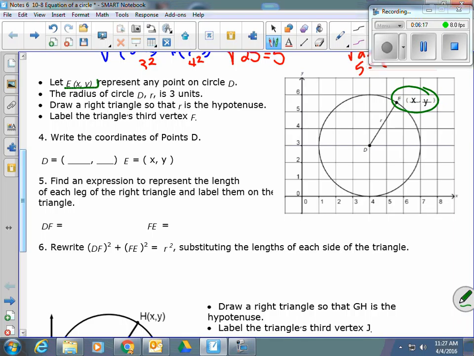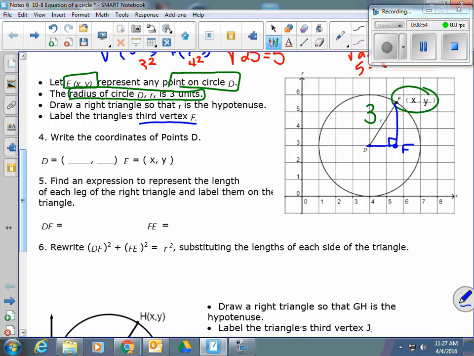Okay? So E is X and Y. Isn't that how you do any coordinate, is you put X and Y? And it represents a point on the circle. Here it tells us that our radius is 3 units long. Right? And we need to now draw a triangle. So draw the same triangle we drew a minute ago so that the radius is the hypotenuse. And I'm pretty sure you'll draw something that looks like this now, right? And we want the third vertex to be F. So this one right here, we want it to be F.